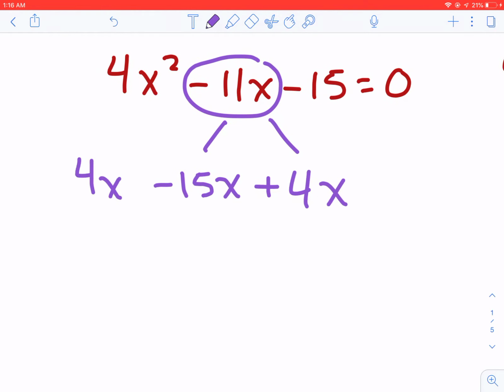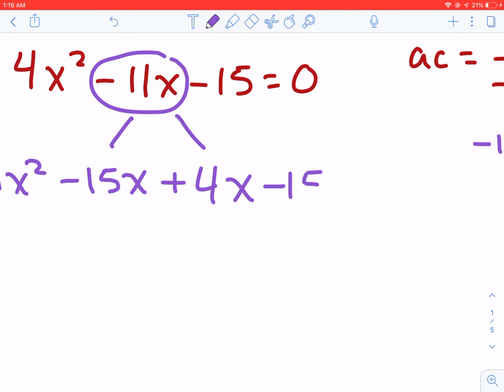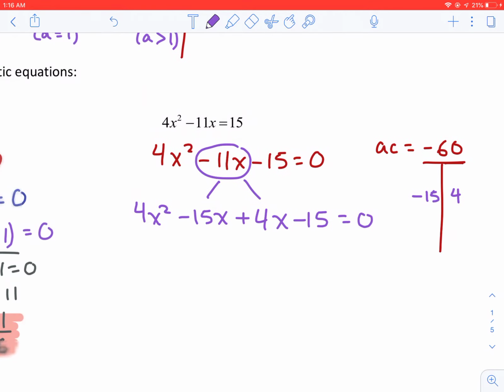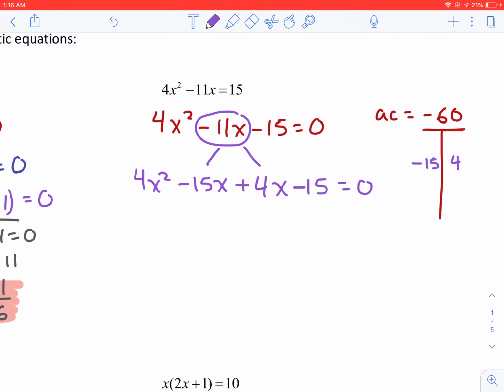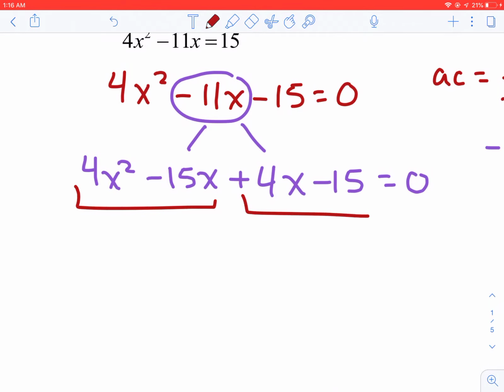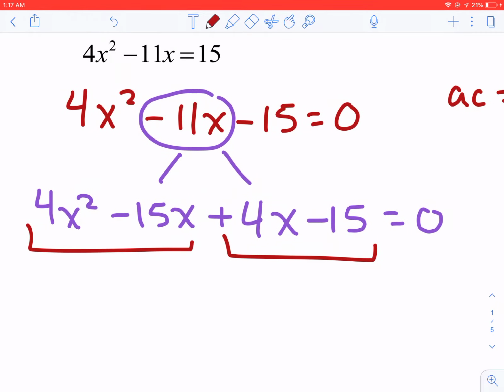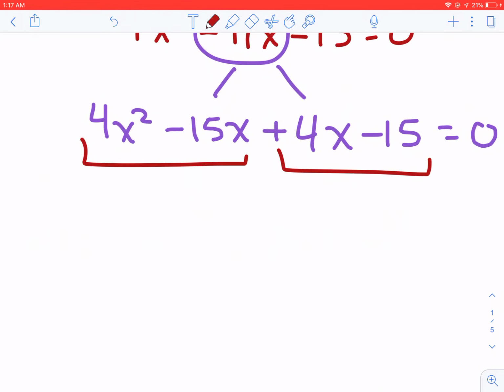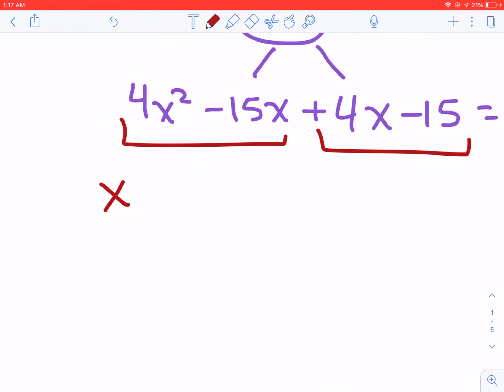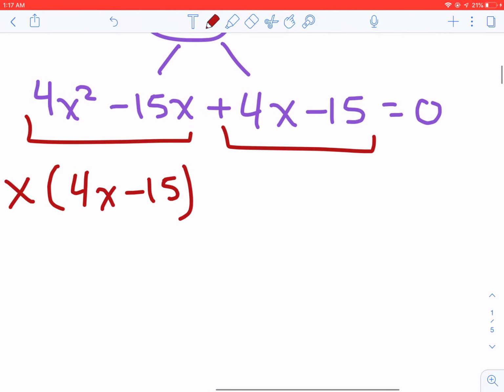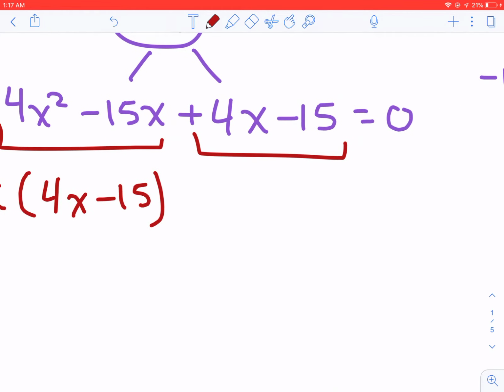Bring down the 4x squared and the minus 15 equals 0. Now we're going to factor out a GCF from the first 2 terms and the second 2 terms, factoring by grouping, exactly what we did yesterday. The only difference is that we're doing the same kind of factoring, except this time it's equal to 0. So after we factor, we can get some solutions. The GCF of the first two is an x, and we have 4x minus 15 left over. Out of the second two, there is no GCF.